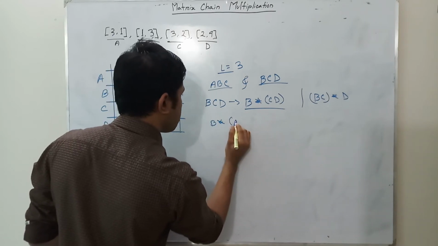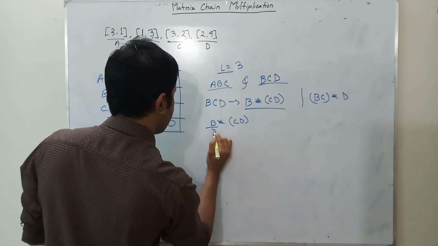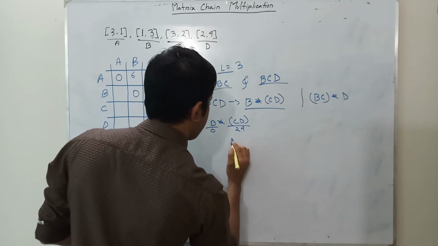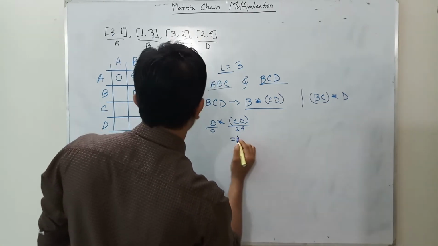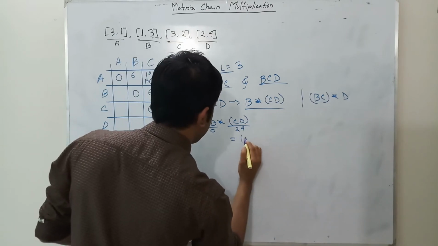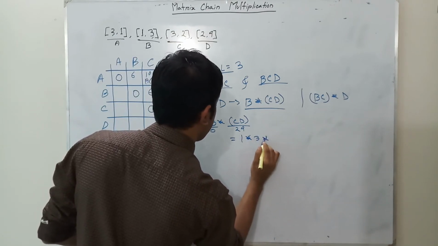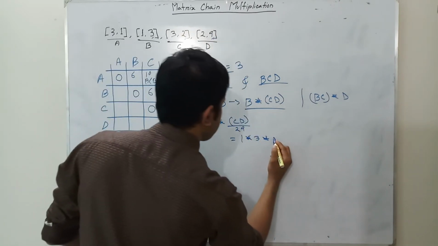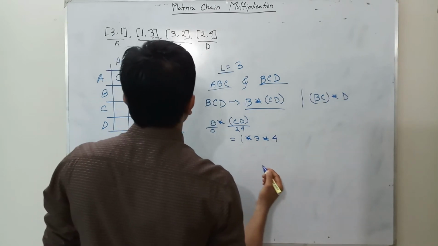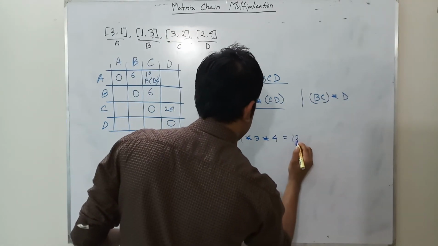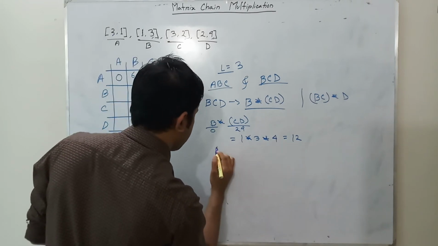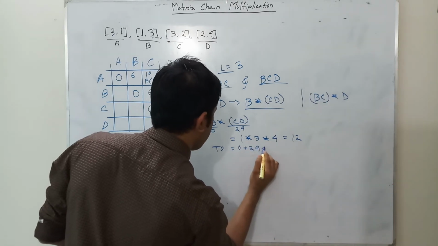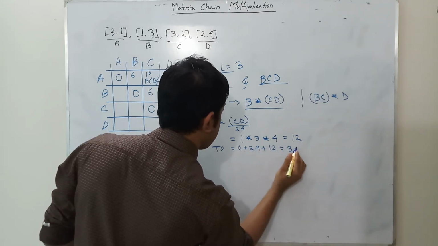Now we will see for this, B into CD. Here we know for B the value is 0 and for CD the value is 24, and the multiplication number of operations we need here for B is 1 into 3 into CD, the number of columns is 4. So here the total value is 12. So the total number of operations here we need is 0 plus 24 plus 12 equals 36.